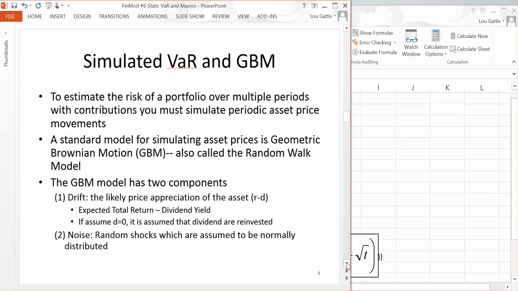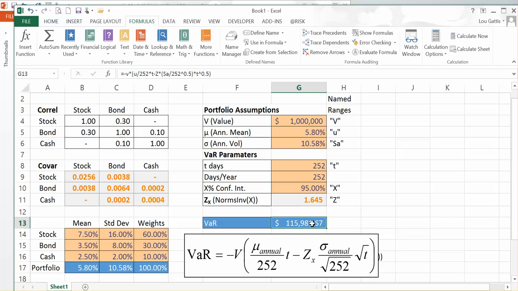Now we're going to do a VaR calculation. It's going to roughly come down to the same value, but we're going to do a simulated VaR. What we just did is sometimes called a formulaic VaR, or formula VaR, or an analytical VaR. It just uses Excel's normal distribution functions to estimate a z.